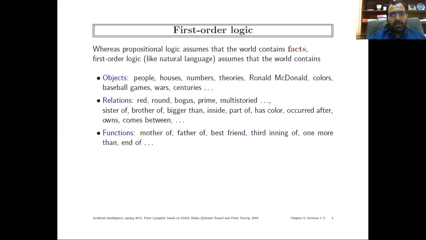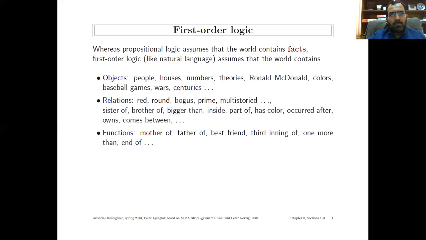Let's take another example. If I want to say that Islamabad is the capital city of Pakistan, and I want to represent this statement in FOL, I have to see which objects are involved.